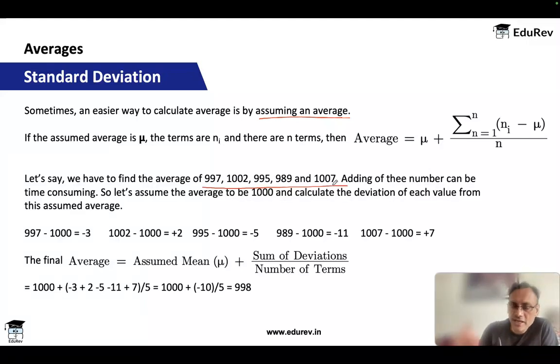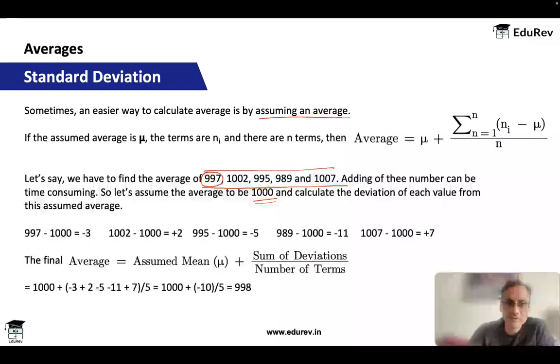So when you have large and close to each other values, this is a very simple method where what we do is we assume an average. And the average ideally should be between the smallest and the largest value, though technically it can be anything. But to minimize your calculation, it's better that you keep it somewhere in the center. So obviously here you can see I've taken the average to be 1000. Once you've assumed the average, what you do is for every value, you do value minus the average. Remember the sequence, value minus the average.